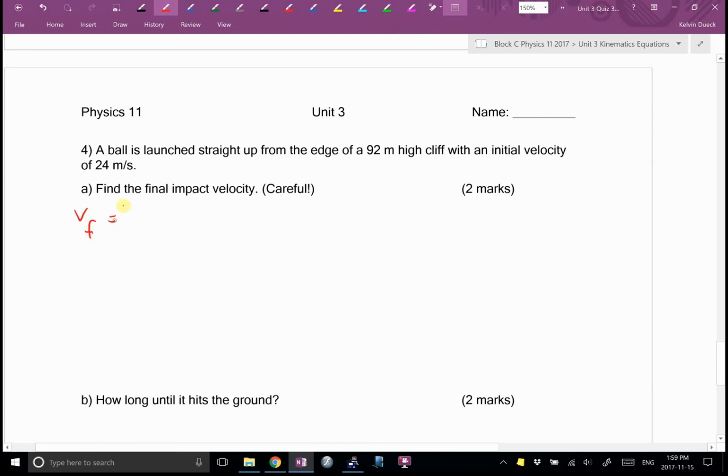It wants me to find V final. Is the answer 0? No. V initial is 24. A is negative 9.8. Emma, what did I write in brackets next to part A? Okay. Here's the first careful. Why is D not 92? Because it isn't. Why is D not 92?